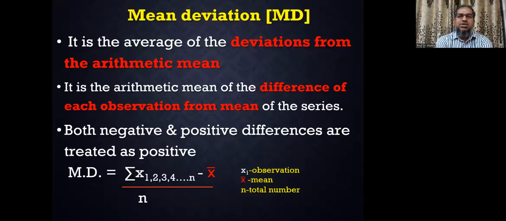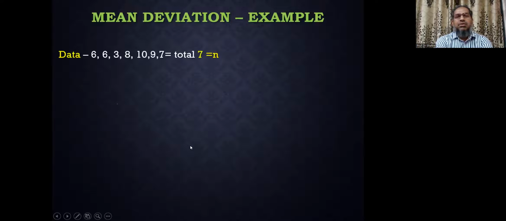So what is the formula for calculation of mean deviation? It is the summation of the absolute difference of the observation and the mean, divided by n. Here x1 is the first observation, and we take the difference from the mean, divided by n. This gives us the mean deviation. So there is a summation of the differences of the observations, first, second, third, up to the nth observation, from the mean, divided by the total number of observations, that is n or the sample size.